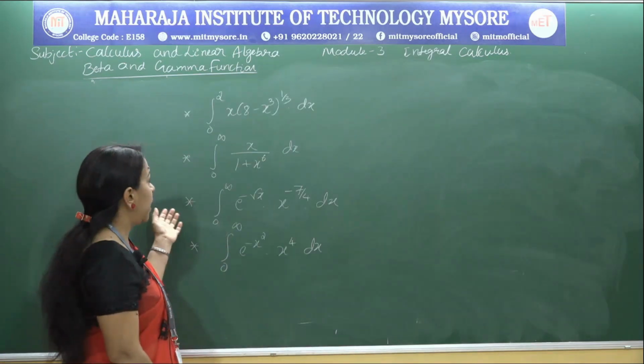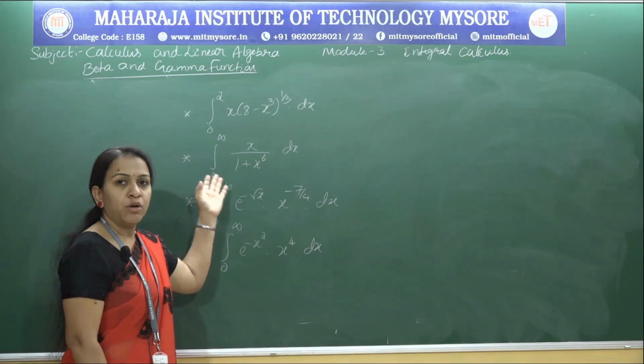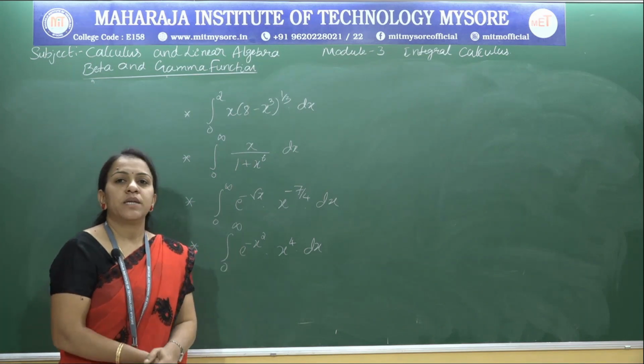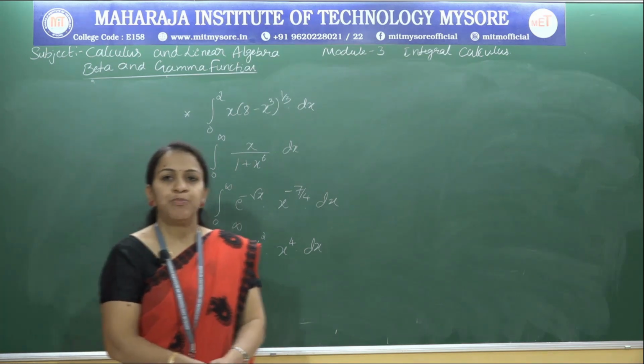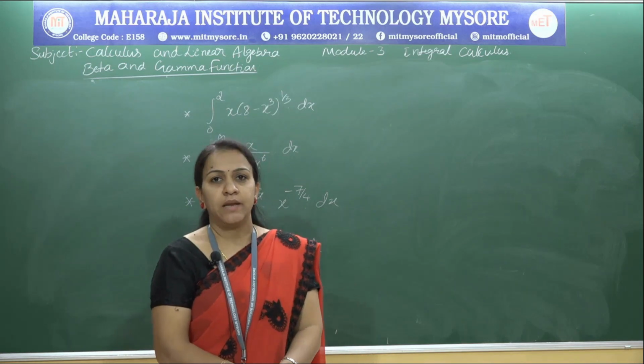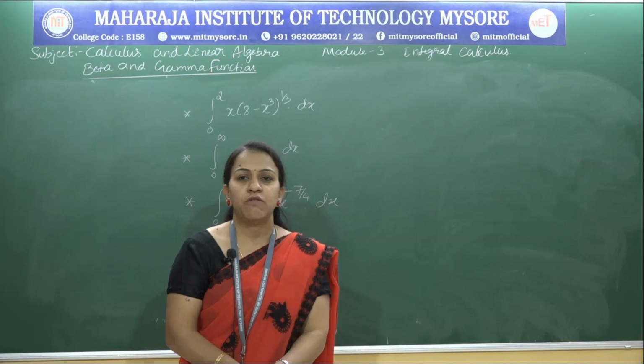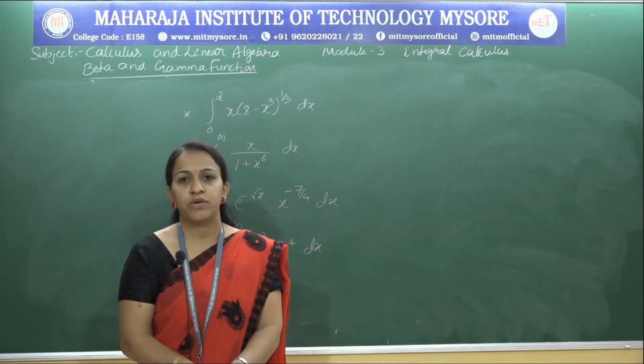So try to solve the remaining problems either in terms of beta form or in terms of gamma. Okay. So that completes our module 3, which is integral calculus, which includes multiple integrals and the special functions beta and gamma function.